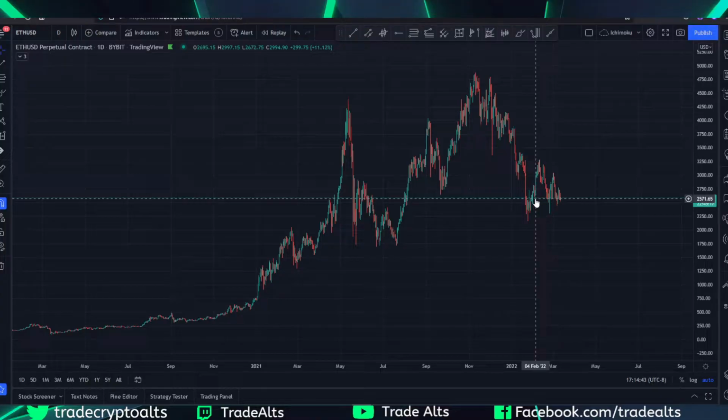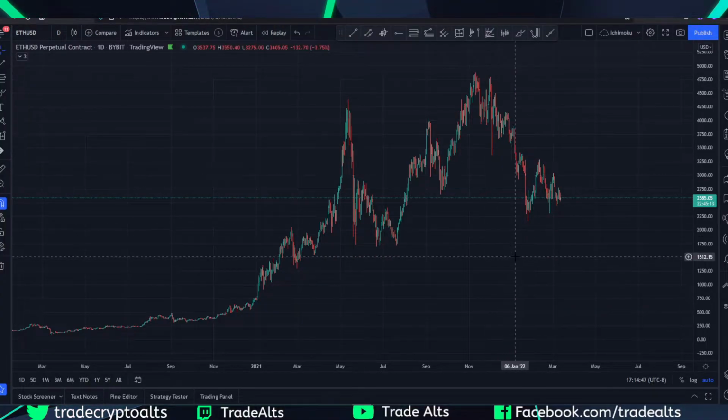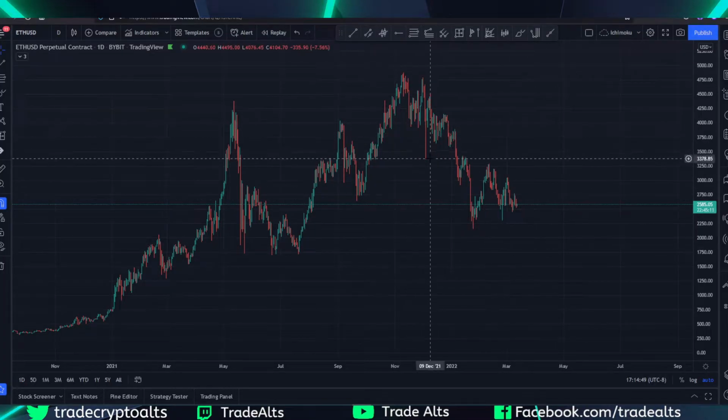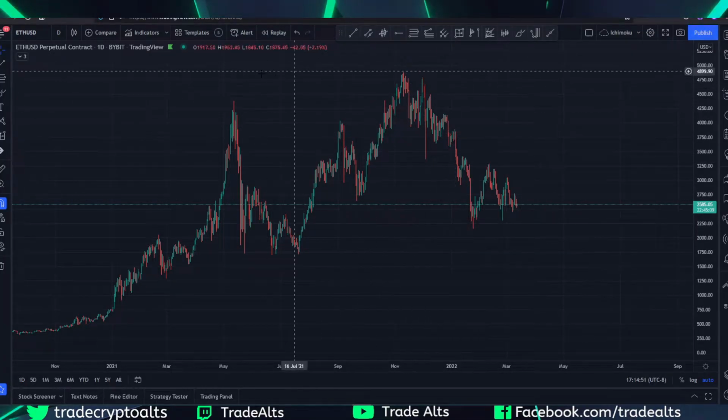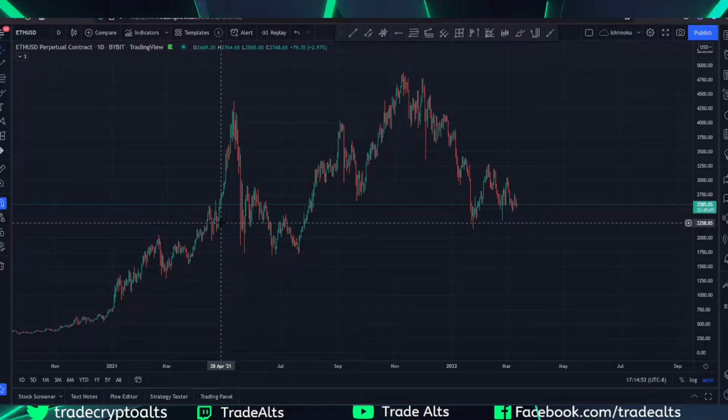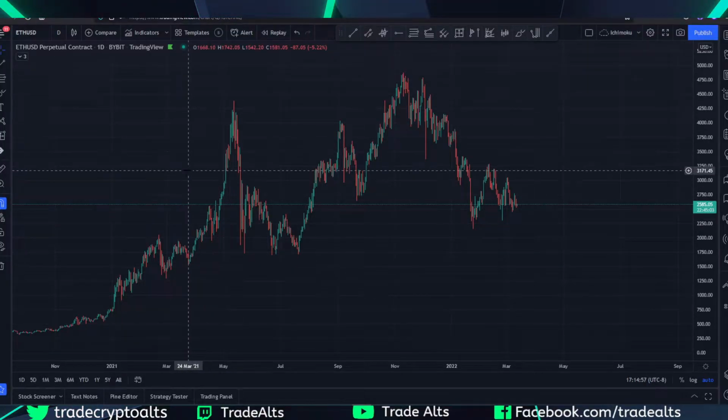Here is a blank chart. Basically, this is ETH USD on the daily time frame, and we're just going to use this as our example. Before I get into showing you how to use the Fibonacci expansion tool, I want to go over the settings first, so that you can see.